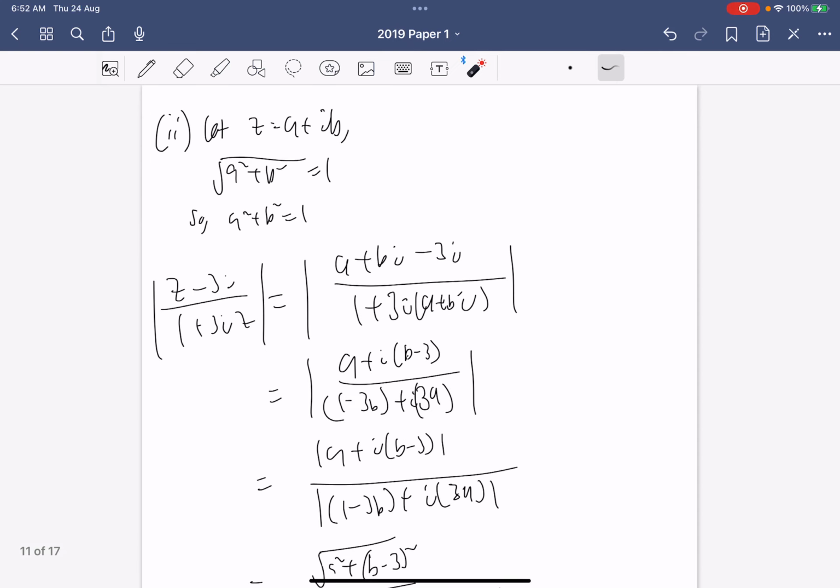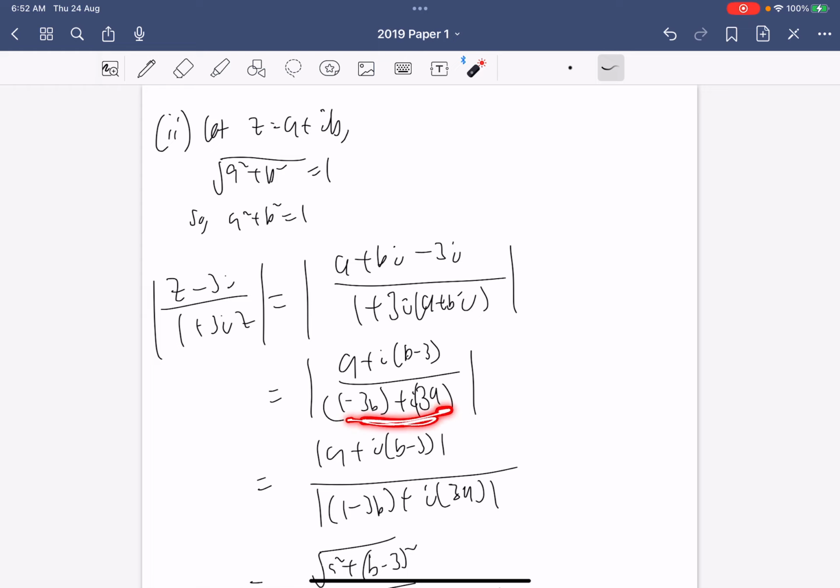In this case, we just let Z equal to a plus ib. So we know that the modulus is 1. So the square root of a squared plus b squared is 1. This must mean that a squared plus b squared is 1. So with that knowledge, we just find the modulus of this. We just substitute Z as a plus bi.